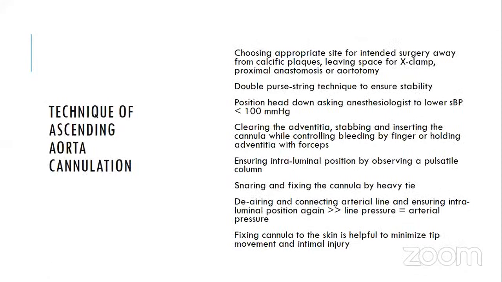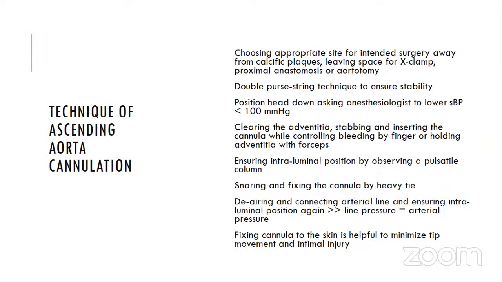Techniques of ascending aorta cannulation. Choosing an appropriate site for the intended surgery, away from calcified plaque, leaving space for cross-clamp, proximal anastomosis, or aortotomy. Double purse-string technique to ensure stability. Position head down, asking the anesthesiologist to lower systolic blood pressure below 100 to decrease the risk of aortic dissection. Clearing the adventitia, stabbing and inserting the cannula while controlling the bleeding by finger or holding the adventitia with forceps.